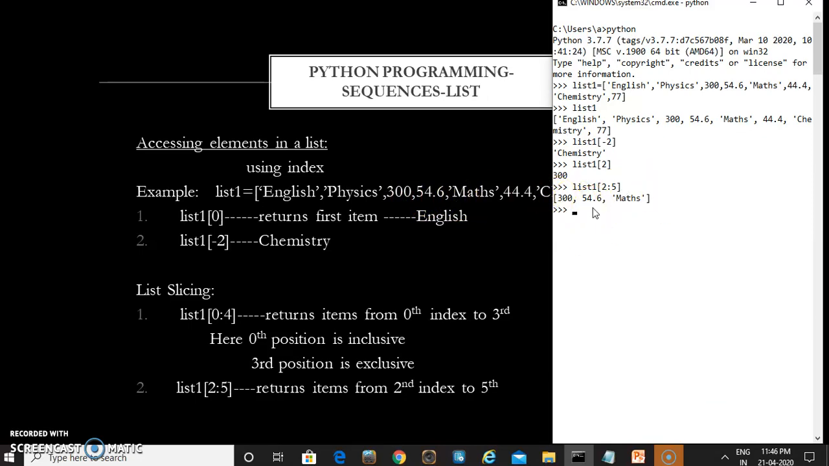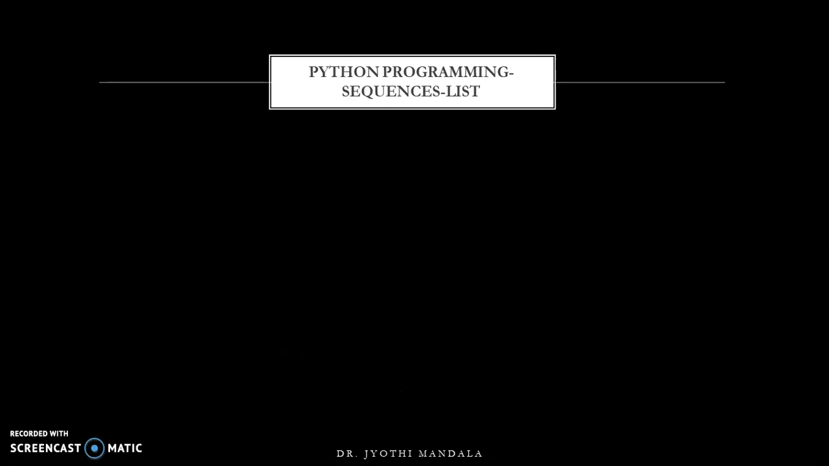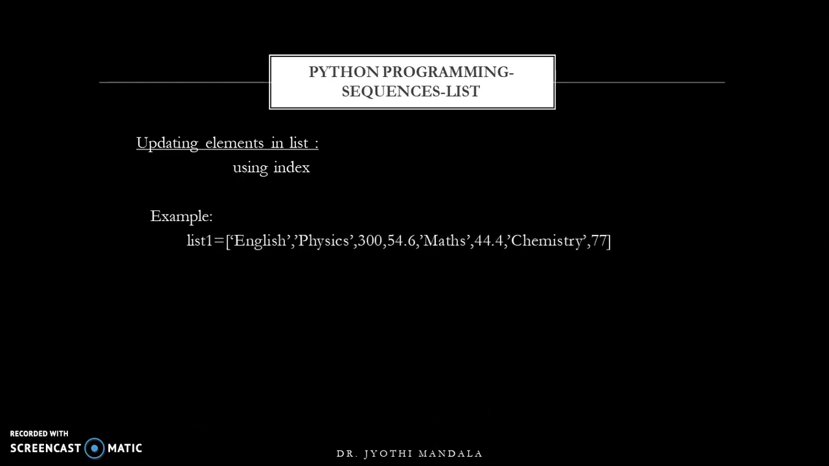This is how elements can be accessed from a list, right? Now, how to update the elements in the list. Once a list is created, I told you we can update the elements and add elements to the list, and that can simply be done by using our index. Let us consider the same example list, where I want to update this physics to science.